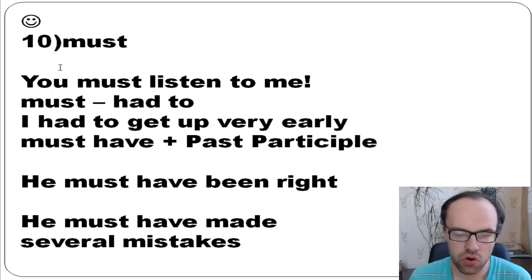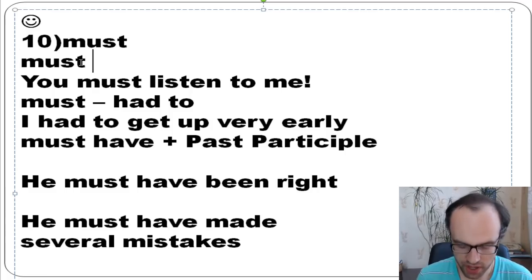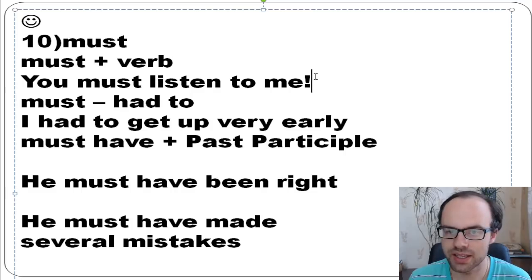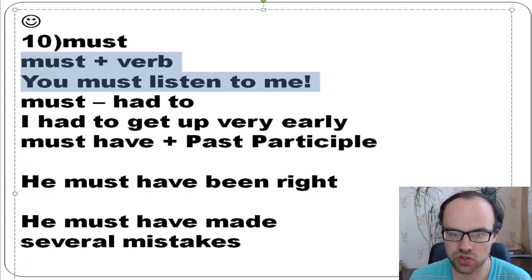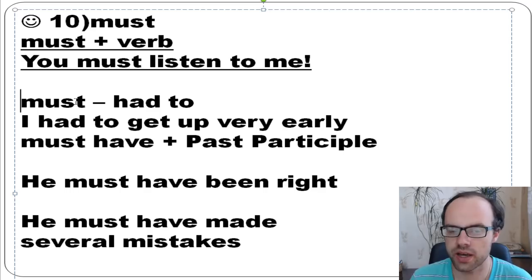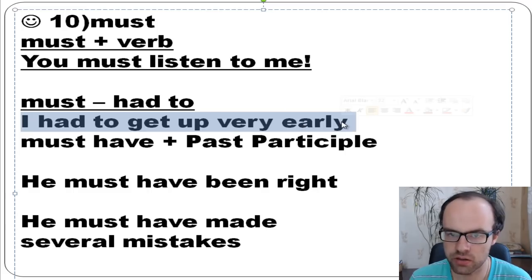Well, so what about must? Must is also a modal verb. So you know that we use must plus verb. You must listen to me, okay? Must plus verb. If you talk about the past, you use had to, yeah? Had to is must for the past time. I had to get up very early.